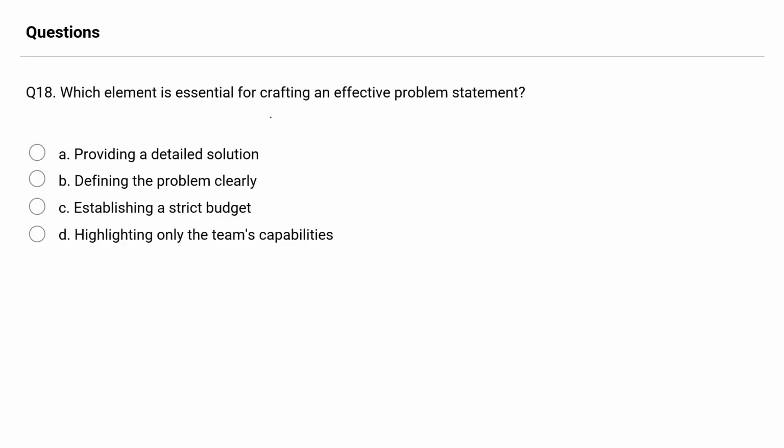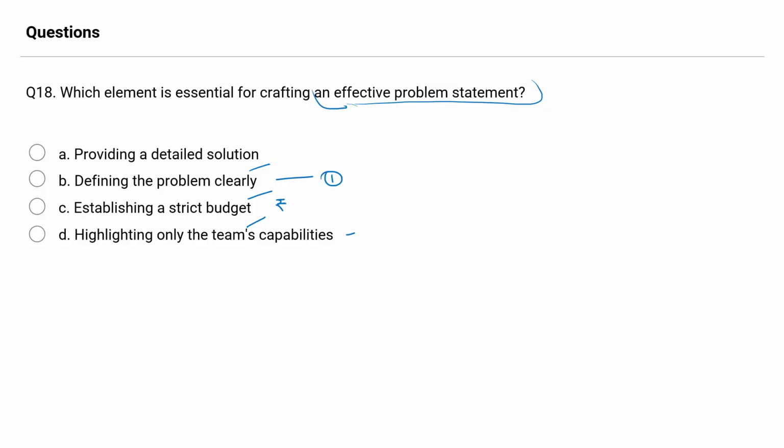Which element is essential for crafting an effective problem statement? Options are providing a detailed solution, defining the problem clearly, establishing a strict budget, which is related to the monetary aspect, highlighting only the team's capabilities. Again, it's quite a direct question. You've got one vote for option B. You need to tell us the essential for crafting an effective problem statement.